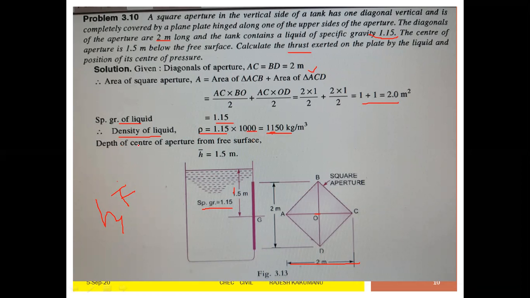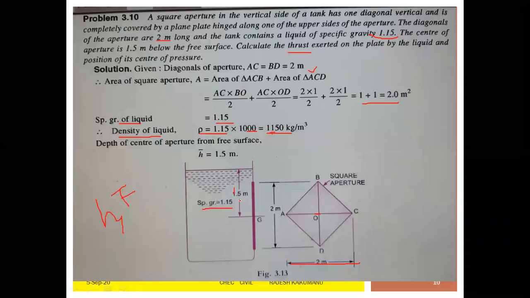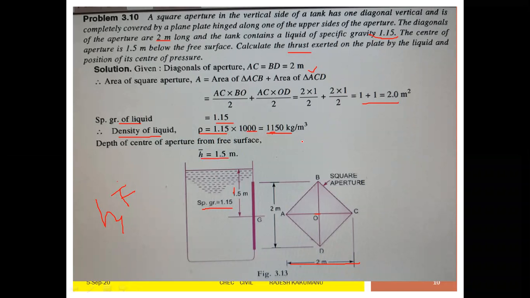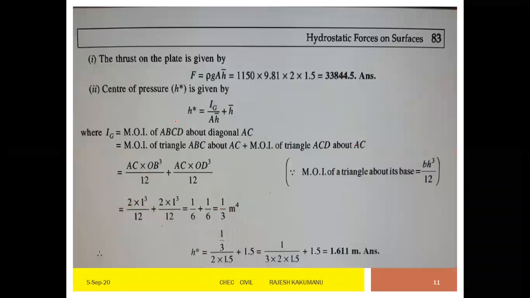Then what is the depth of the center of gravity from the free surface? H bar is equal to, from the question, 1.5 meters. Now what do we have to find? First thing you have to find is the thrust. Thrust is nothing but the pressure. Apply here 1150 into 9.81 into 2 into 1.5, that is equal to. Now the center of pressure H star is equal to, apply the same formula because it is vertically suspended. Now IG is equal to the moment of inertia of ABCD about the diagonal AC.